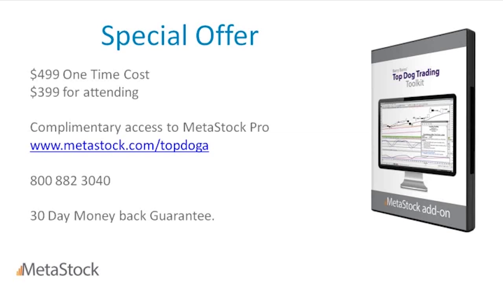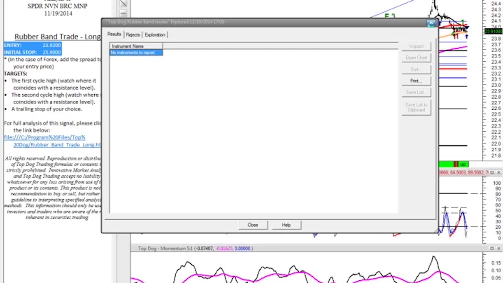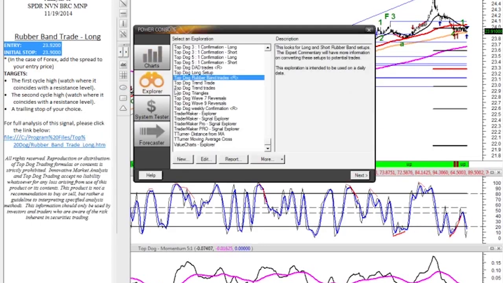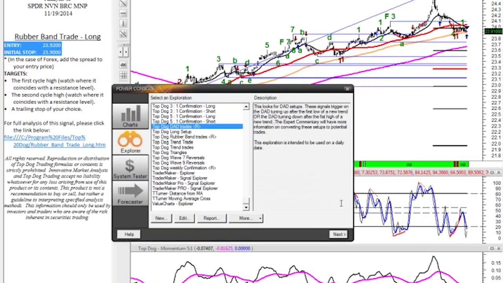Ron asked, can we show you a DAD setup? Let's scan for one. Sure, I can. I don't have a huge amount of time, I definitely have to get to the airport, but let's do a DAD trade. So again, to run this scan in Metastock, all you're going to do is find the scan. What are we looking for? Let's do a DAD trade. I actually do have a report, but I didn't run that scan today, so I'm going to run it right now for you.